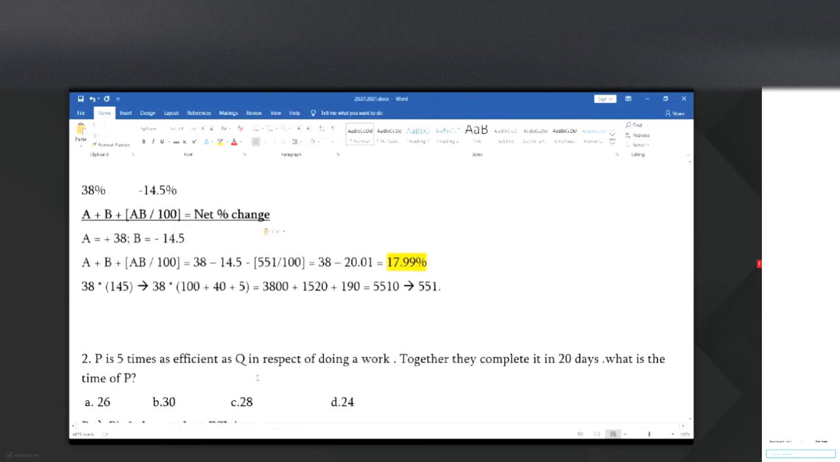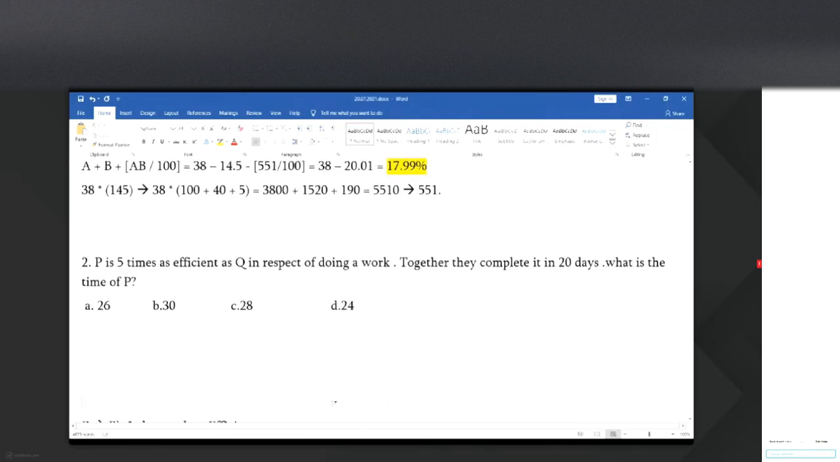This question, guys, just try this. You just try this question. I will go through this. I think you already know how to do it, but we'll go through this anyway. You just try this question. We'll discuss.